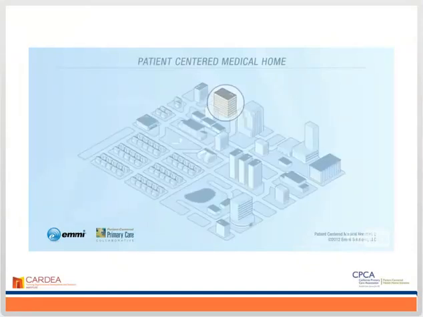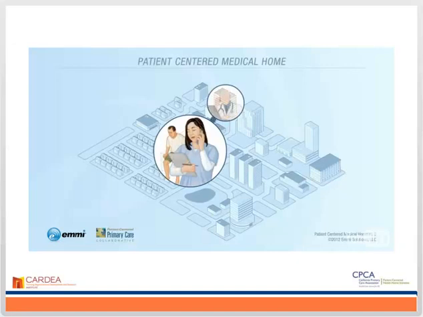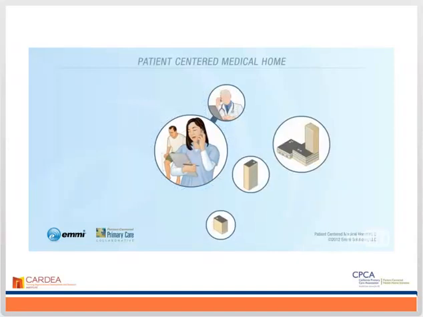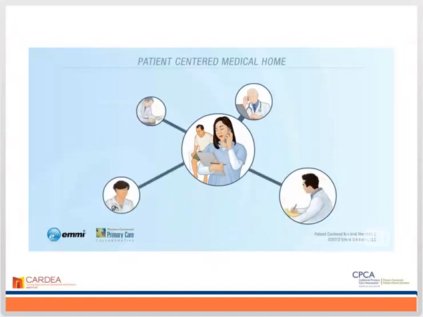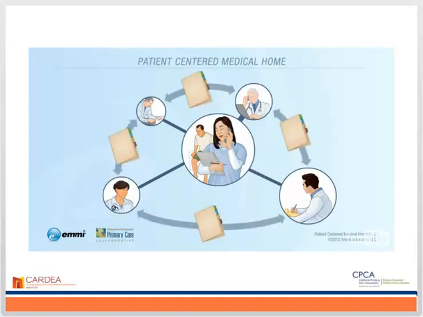For example, if you need a specialist, your team can help you find someone who's right for you, and your personal provider will keep up on everything and help make sure the whole team is in the loop about your treatment. In fact, many medical homes also use things like electronic health records to help coordinate your care. That way, you don't have to keep going over the same information with each healthcare provider.